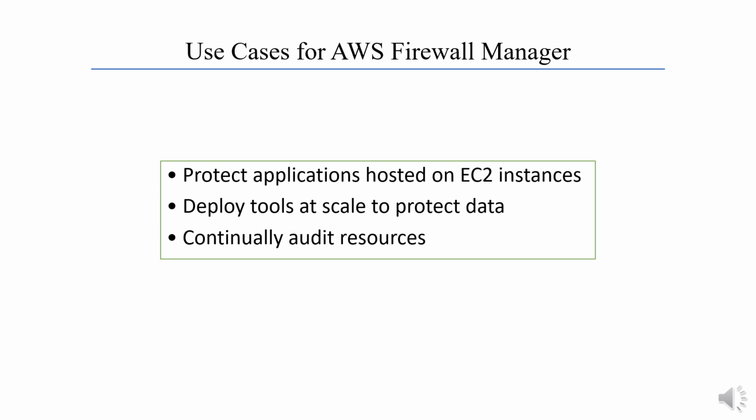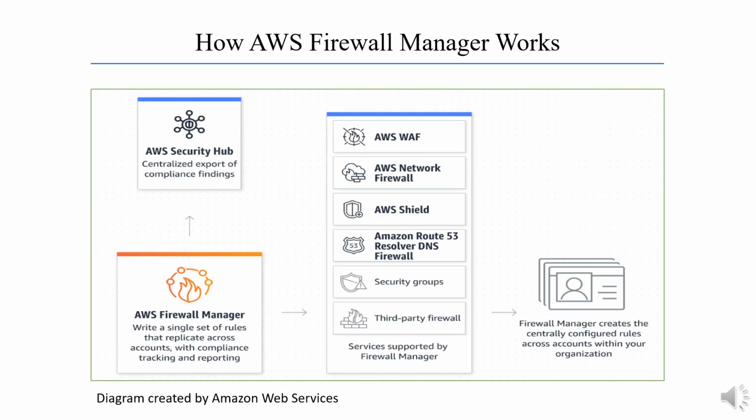Deploy tools at scale to protect data: create, configure, and maintain firewalls with common security policies across accounts and VPCs in your AWS Organization's structure. Continually audit resources: audit and clean unused and redundant security groups, and audit and control security group rules to identify high-risk rules. Great. Now let's see how AWS Firewall Manager works in a typical application environment.